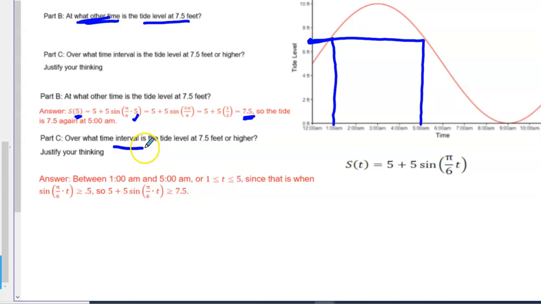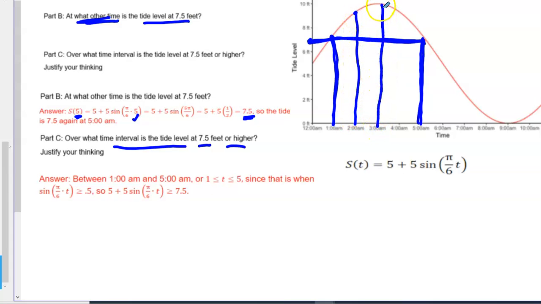Over what time interval is the tide level at 7.5 feet or higher? From here to there, this is going to be between 1 a.m. and 5 a.m. These are going to be the least heights. After that, you can see that at 2 a.m. we are going up, at 3 a.m. we are at the highest point, at 4 a.m. we are here. So it is 7.5 feet or higher. This is going to be our answer: between 1 a.m. and 5 a.m.